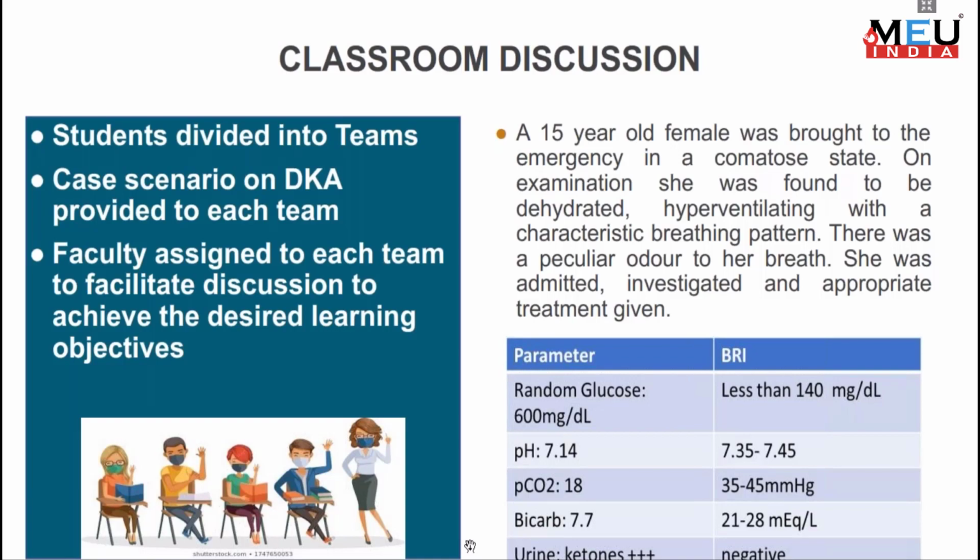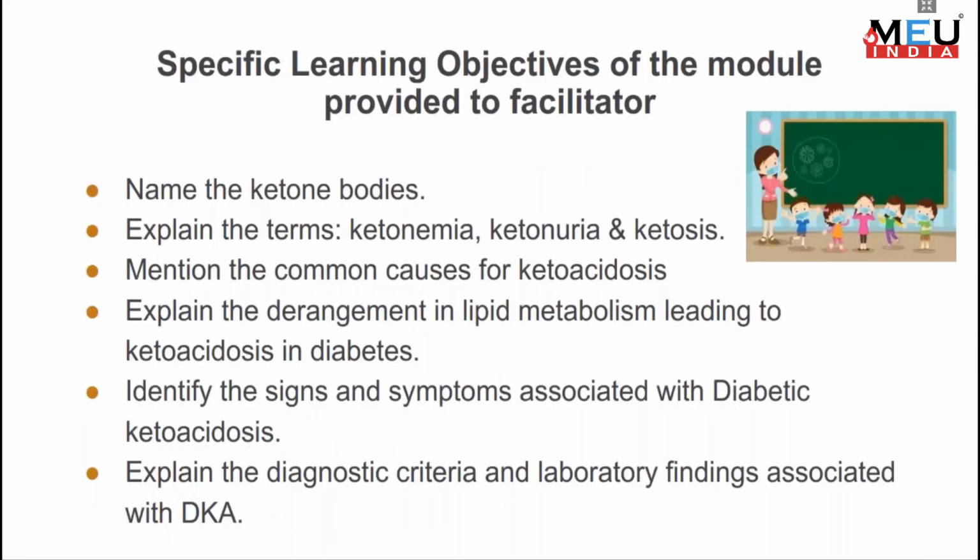The learning objectives were also listed and provided to the facilitator in advance. Some of them were that the students should be able to name the ketone bodies, explain the terms ketonemia, ketonuria, and ketosis, mention the common causes for ketoacidosis, explain the derangement in lipid metabolism leading to ketoacidosis in diabetes, identify the signs and symptoms associated with DKA, and explain the diagnostic criteria and lab findings associated with DKA as well.